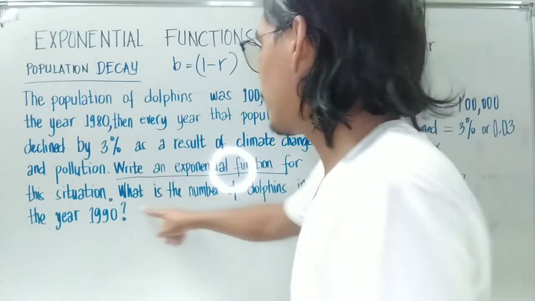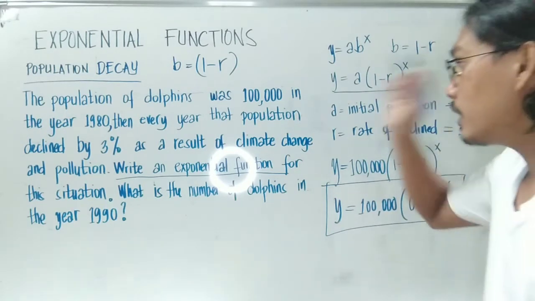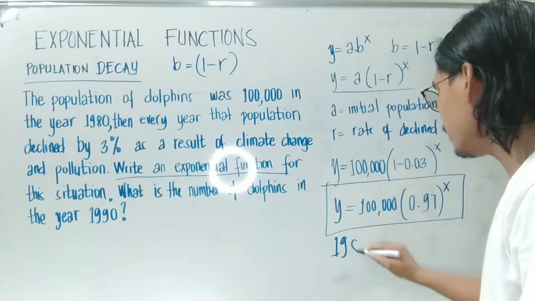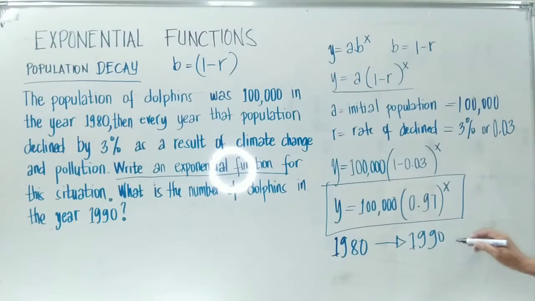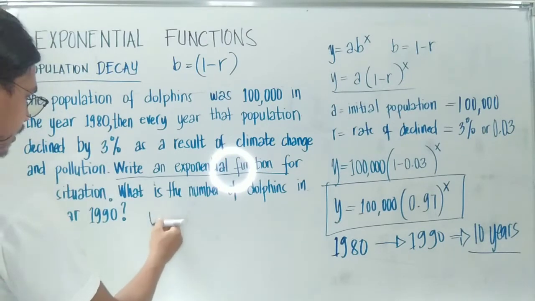Okay, so let us answer the question, what is the number of dolphins in the year 1990? So from 1980 to 1990, how many years do we have? 10 years gap. Okay, so your t, or x, will be 10 years. So we have to solve this here.